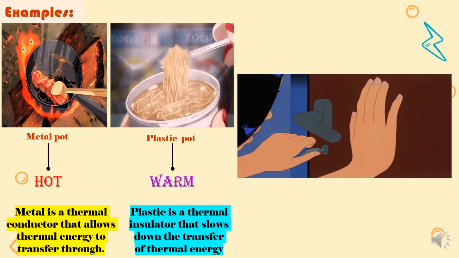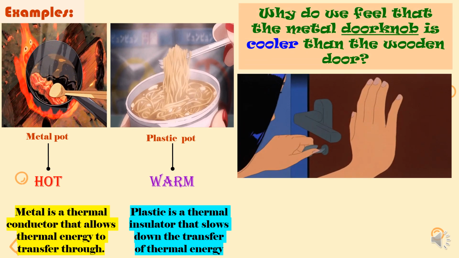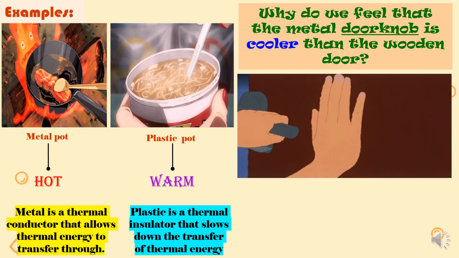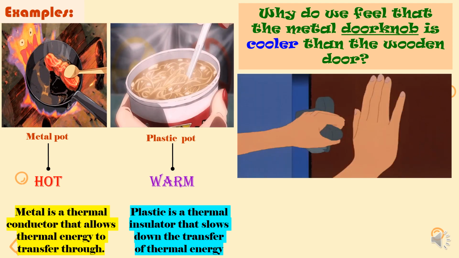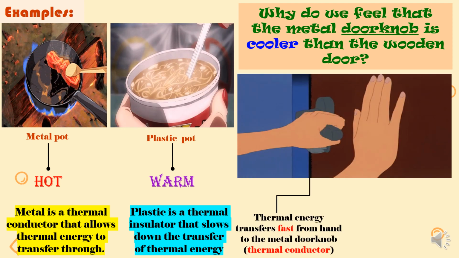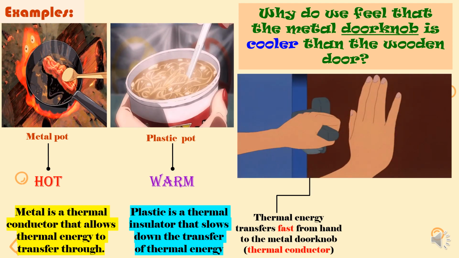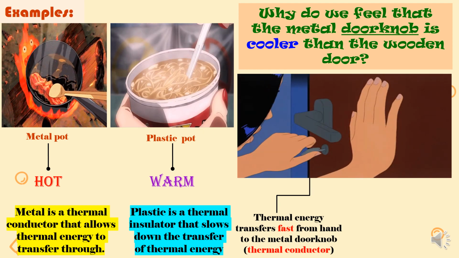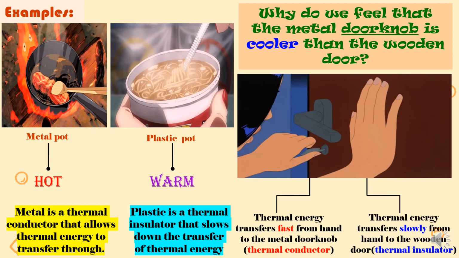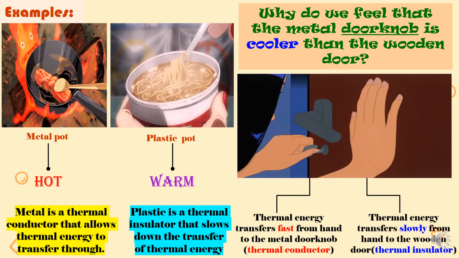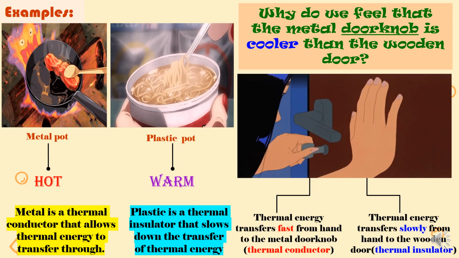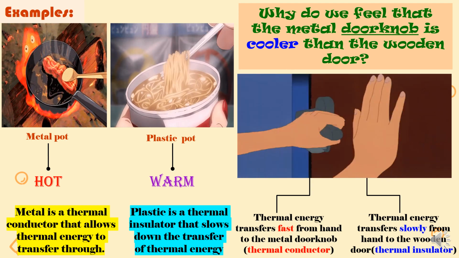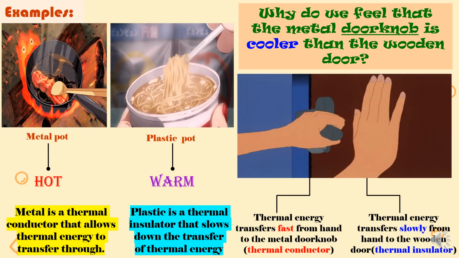Look at this picture and answer this question. Why do we feel that the metal doorknob is cooler than the wooden door? Actually, the thermal energy transfer passes from hand to the metal doorknob as a thermal conductor. And thermal energy transfers slowly from hand to the wooden door as a thermal insulator.